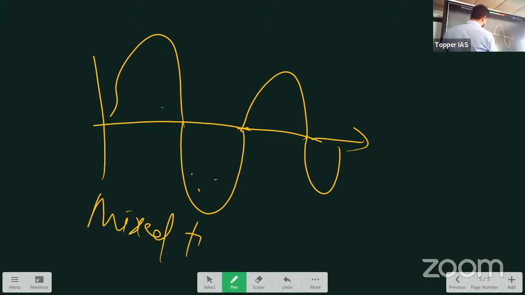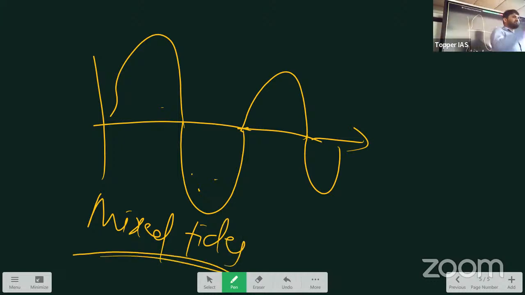Mixed tide cycle. Mixed tide cycle means that at any place with mixed tides, there will be two high tides and two low tides, but the heights of the high tides and the low tides will vary. Understood this? Remember this.